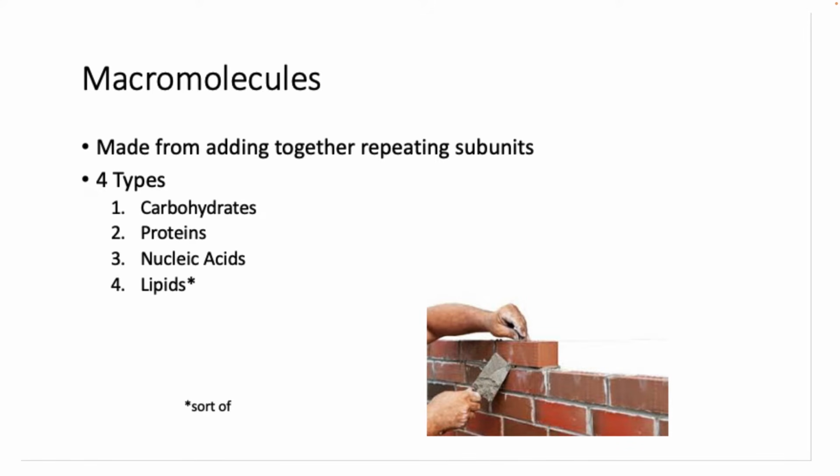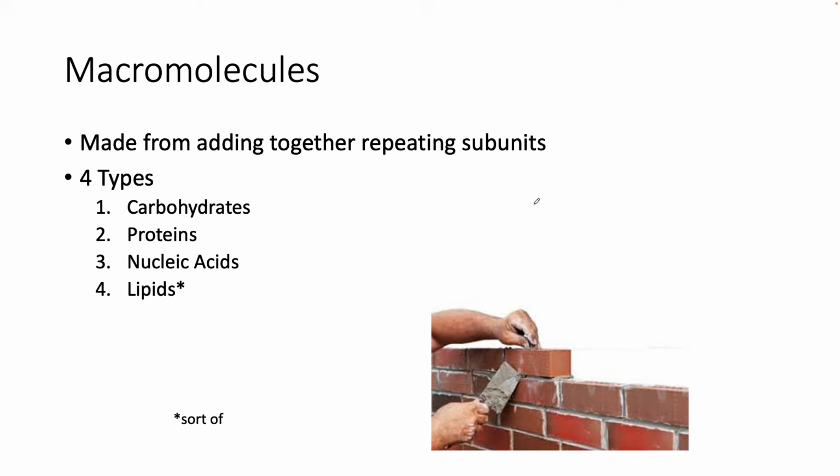Welcome back. Today we're going to be talking about the 4 different types of macromolecules. And remember that macromolecules are made from adding together repeating subunits, and there are 4 types. So we have carbohydrates, proteins, nucleic acids, and lipids.